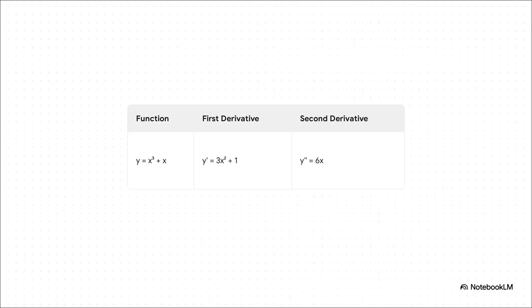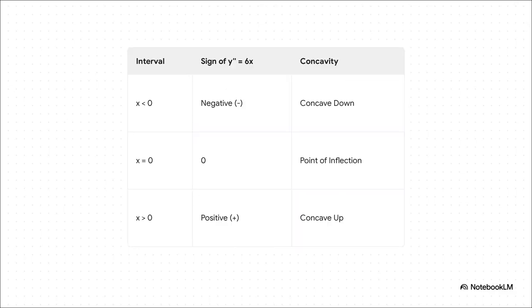Now for step 1 of our hunt, where does that second derivative equal 0? Well, 6x equals 0 only when x is 0. So we have our suspect, a possible inflection point at x equals 0. And now for step 2, the confirmation. Let's check the signs. Pick any number less than 0, say -1. The second derivative, 6x, is negative, so the curve is concave down.